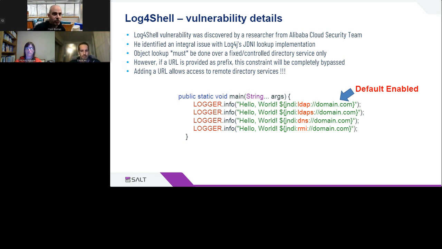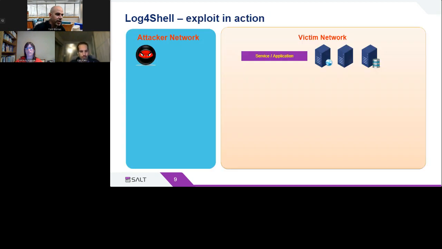Now, this feature supports many things other than LDAP. It supports LDAP, LDAP Secure, DNS, RMI, and stuff like that, but the most commonly used option in the exploit is LDAP, just because it's enabled by default in Log4j, so most chances it will already be there and can be exploited. So just to sum things up to make sure you understand, the flow is this.